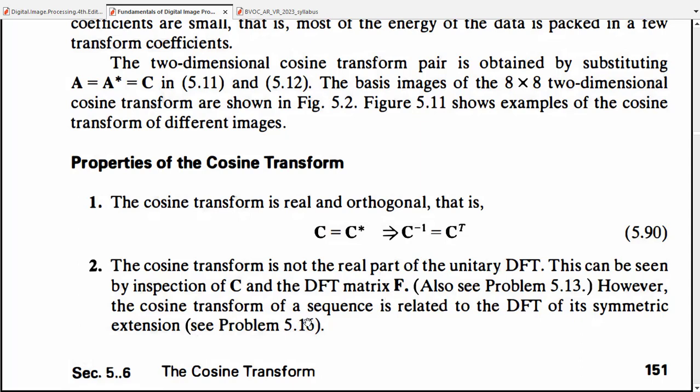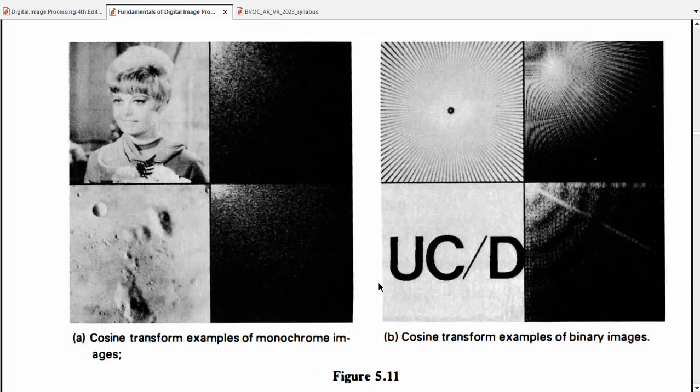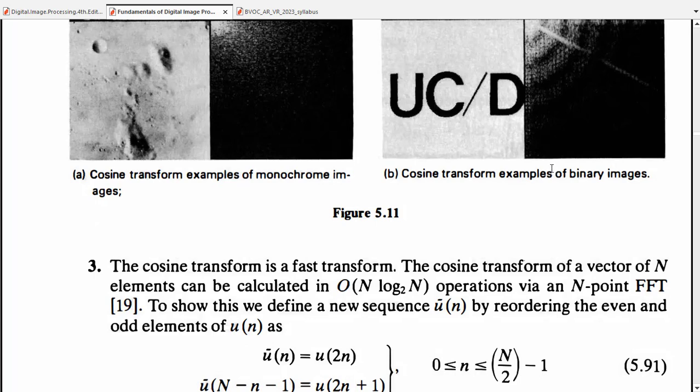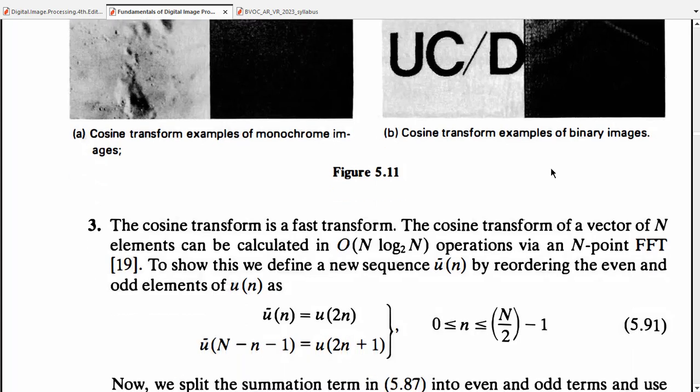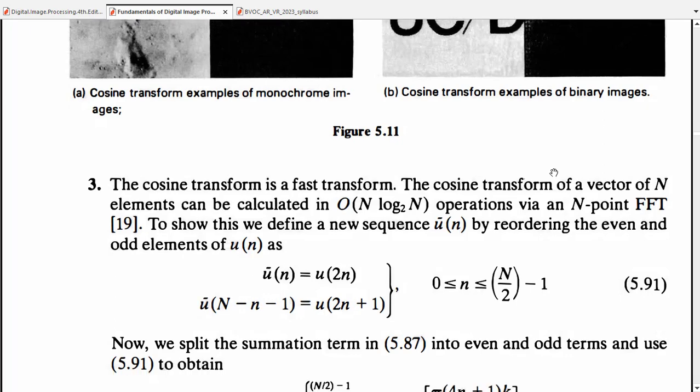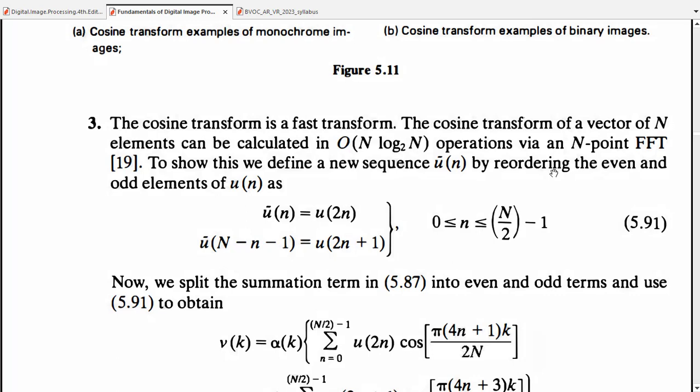However, the cosine transform of a sequence is related to the DFT of its symmetric extensions. So here is a cosine transform example of monochrome images. Here is a cosine transform example for binary images. The cosine transformation of a vector of n elements can be calculated in the order of n log n operations via an n-point FFT.